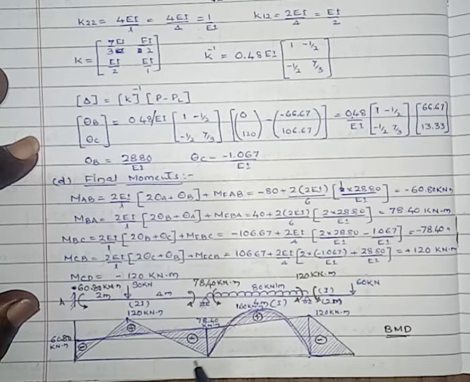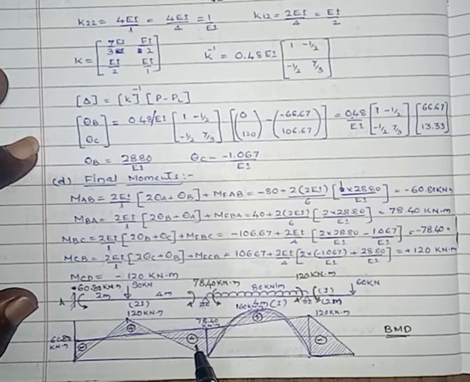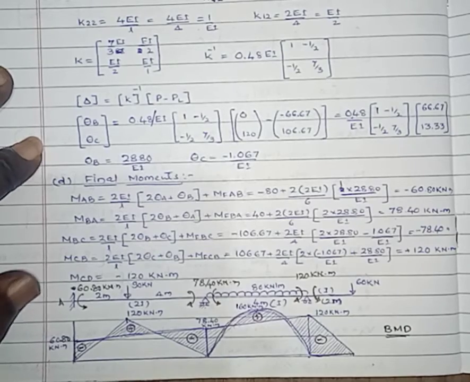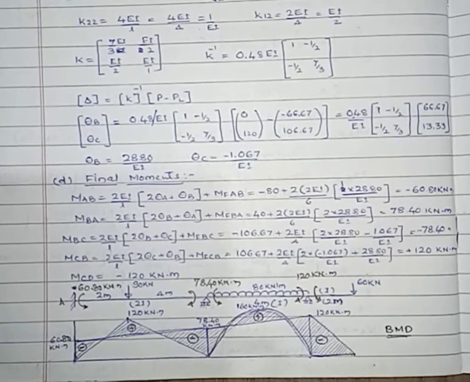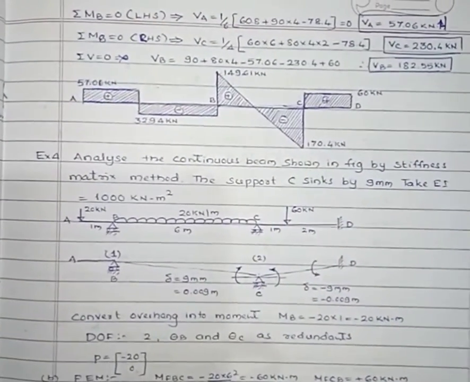Here at the support the bending moment is 0. Here the shaded portion gives us the net bending moment diagram. At the supports it is negative, and at the center it is a positive bending moment, as shown in the figure. Now if we want to draw the shear force diagram, we can calculate the support reactions.